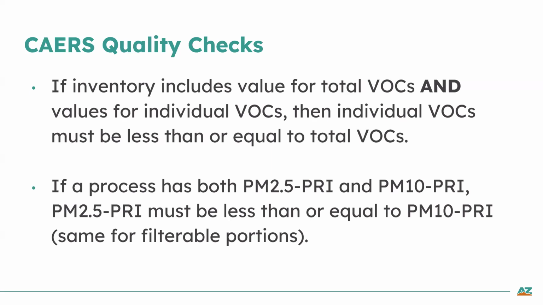Moving on to CAERS quality checks, here are a few things to keep in mind to make sure your report passes CAERS quality checks. If reporting individual hazardous air pollutant species, they must be less than total VOC. Similarly, primary particulate matter 2.5 must be less than or equal to primary PM10 for each process.